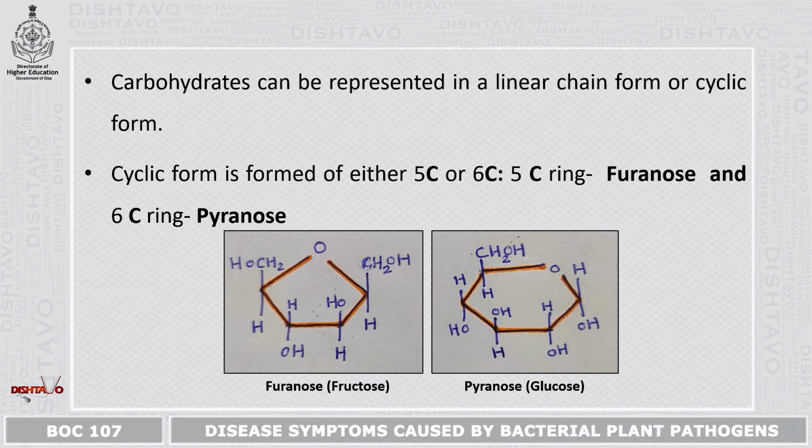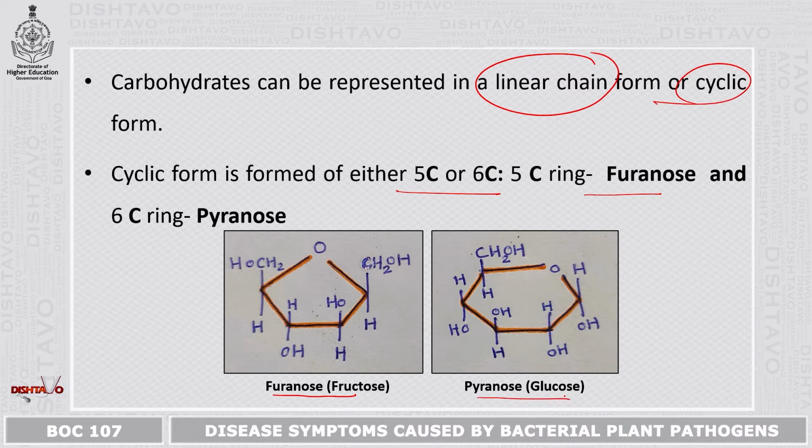Carbohydrates can be represented in the linear or the cyclic form. The cyclic form is formed with either a 5-carbon or a 6-carbon ring. Here is the diagram which shows how the furanose, that is the 5-carbon ring, is represented. Whereas this is the second diagram of the pyranose ring, for example glucose, which shows the 6-carbon ring.